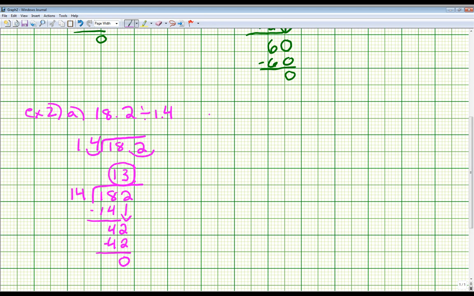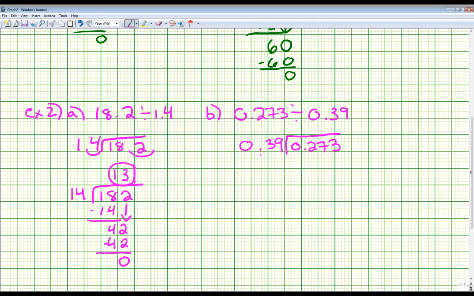Moving on to question B. On page 95, it says find 0.273 divided by 0.39. So again, that first number is going to go underneath our division bar. The second number goes on the outside.